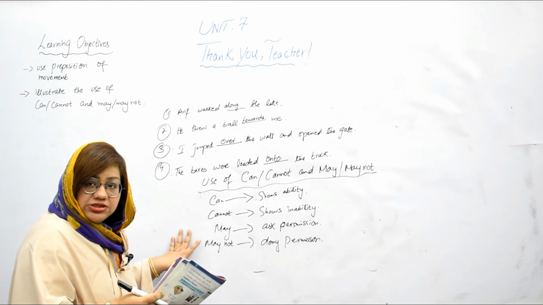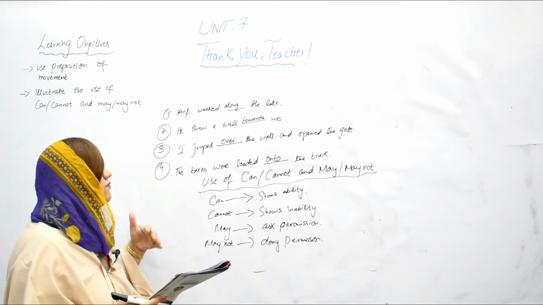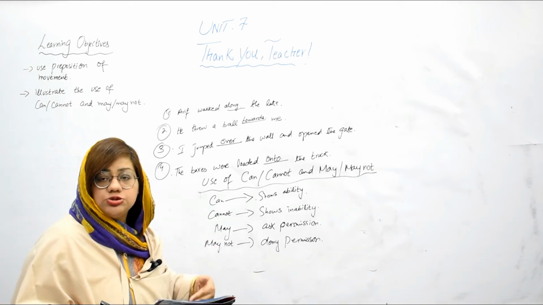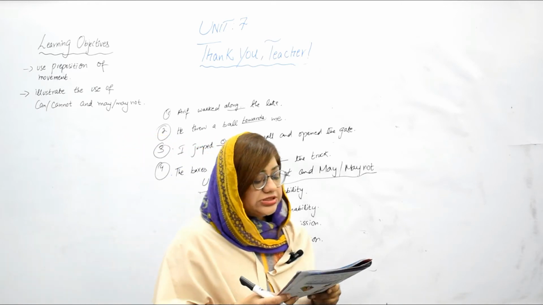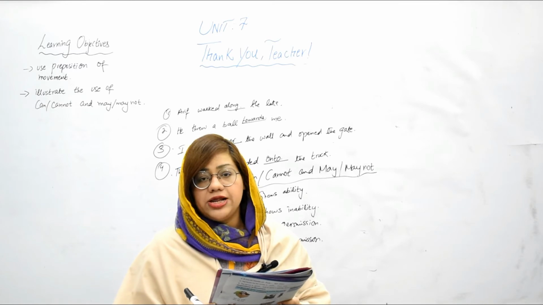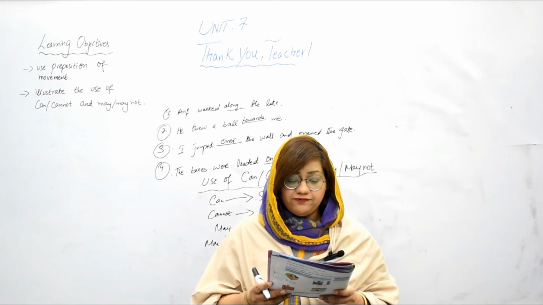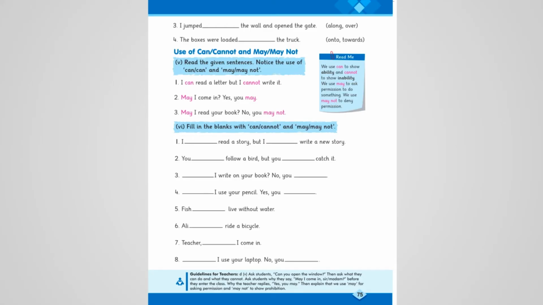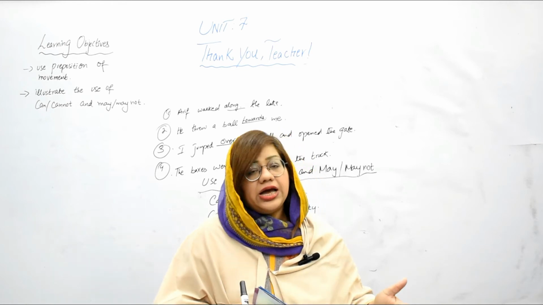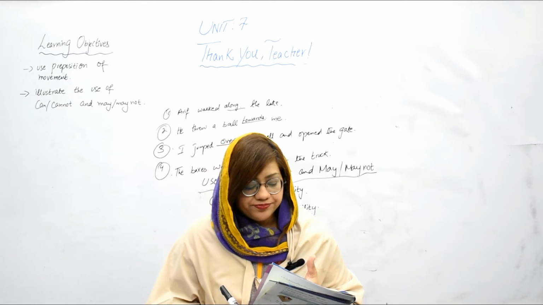Students, you must memorize these so you are able to use them correctly: where we use can, where we use cannot, where we use may or may not. So let's discuss with the given sentences. Notice the use of can and cannot and may and may not. There are some sentences I'm going to read on page number 75. Look at this. I can read a letter, but I cannot write it. In the first one I showed the ability, and in the second one where I used cannot, I showed the inability.